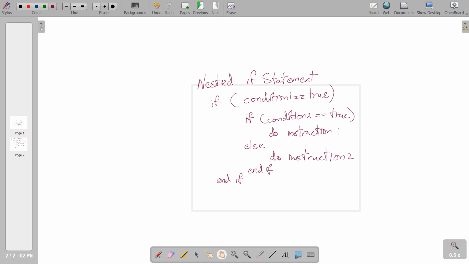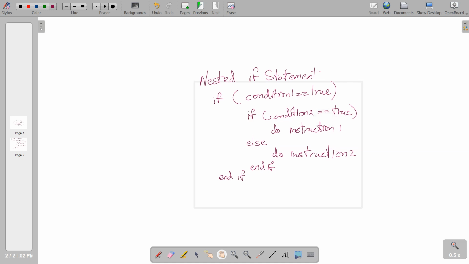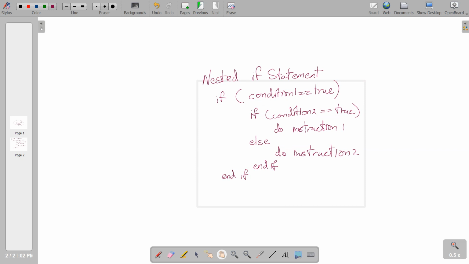If condition 1 is false and condition 2 is true, what will be executed? Nothing. Because we can't verify condition 2 until condition 1 is true. So in the event that condition 1 is not true, we don't even bother to check condition 2. You all understand where this goes? All right.